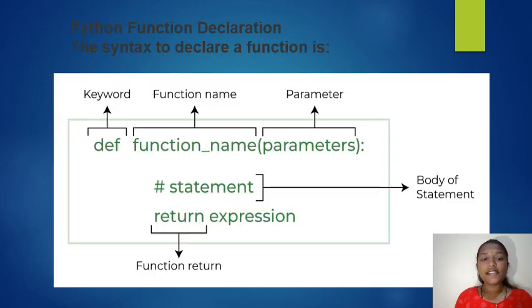Let us see the syntax for the function declaration. We use a keyword, function name and parameters to declare a function. In this declaration we use def as a keyword, then the function name with the parameters, next comes the body of the statement, and last the return expression.